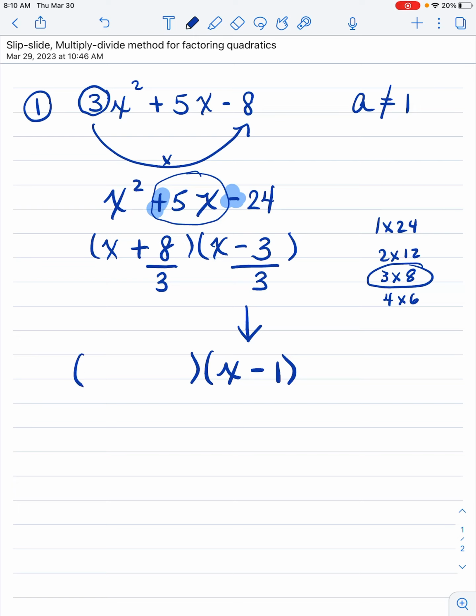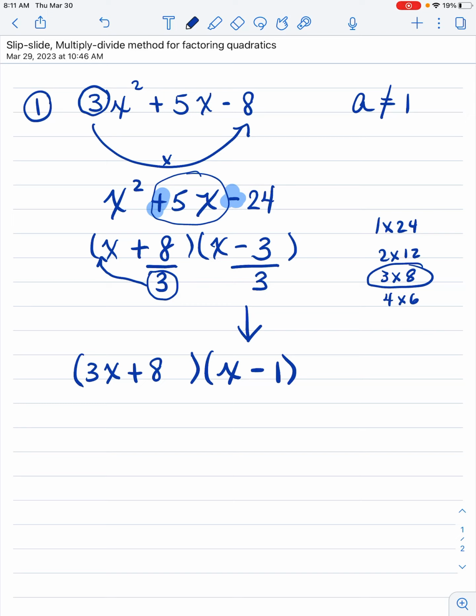And now here's where it gets a little tricky, but really not even that tricky. I'm going to first try to simplify 8 over 3 into a simpler fraction. I can't do that in this case, and I don't want to deal with mixed numbers. So I am going to take this 3 and slide it. That's where the slide comes in. I'm going to slide it in front of my x. So I have 3x plus 8. And this is my factored expression.